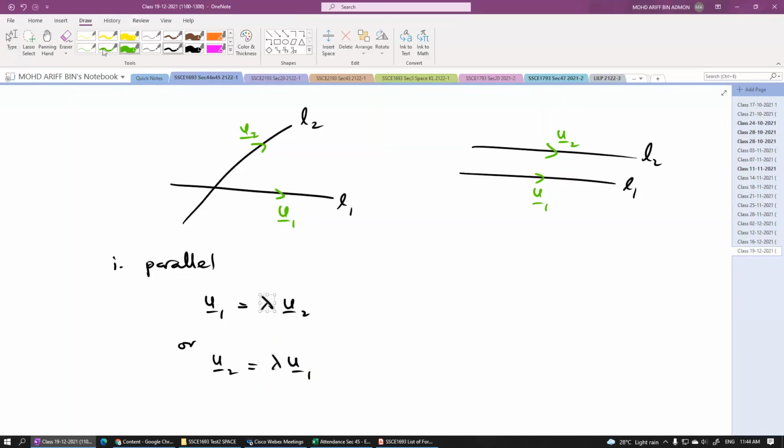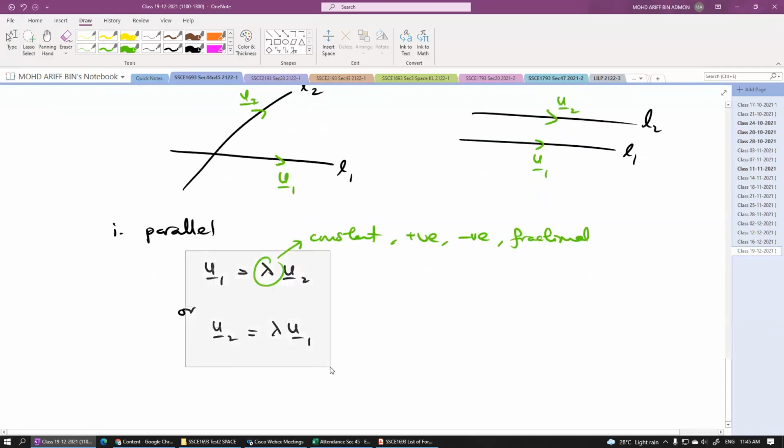Lambda here can be any constant, either positive or negative, but not 0. 0 is not what we call parallel. If it is 0, that is just a point. Negative or positive, it can also be a fractional number, a rational number, a decimal number, for example 1 over something, or 2 over 3. If you are able to write in this form, this is what we call parallel.